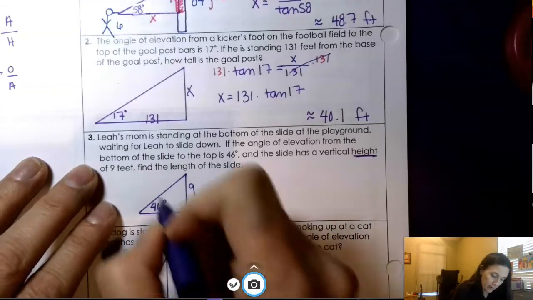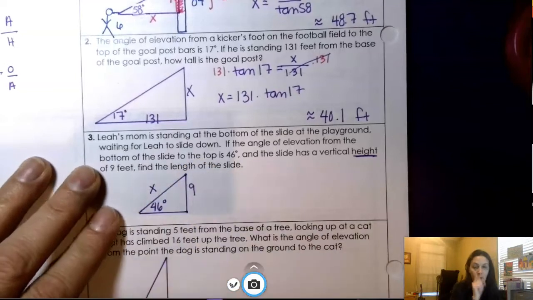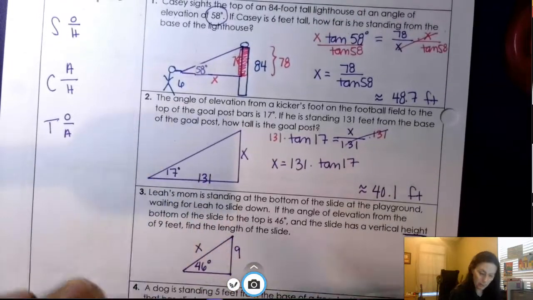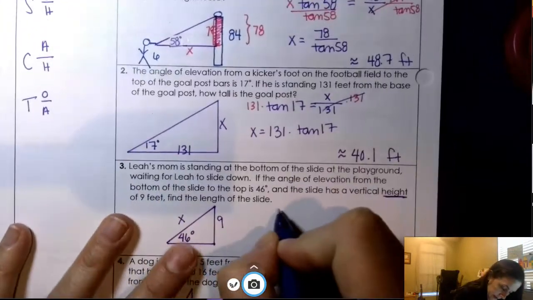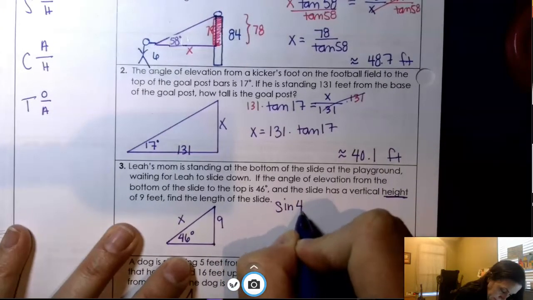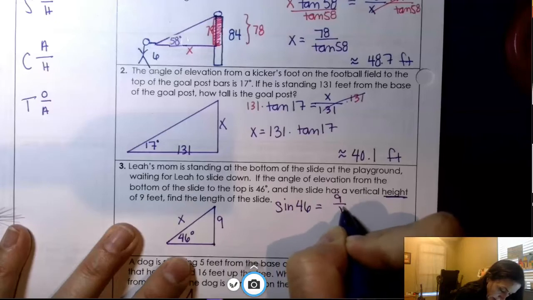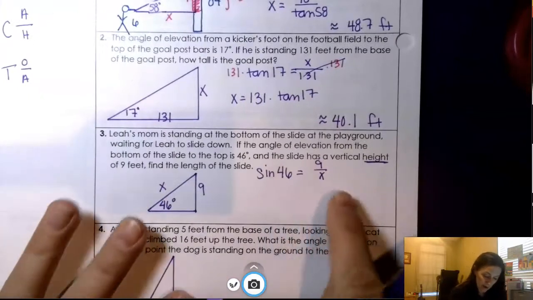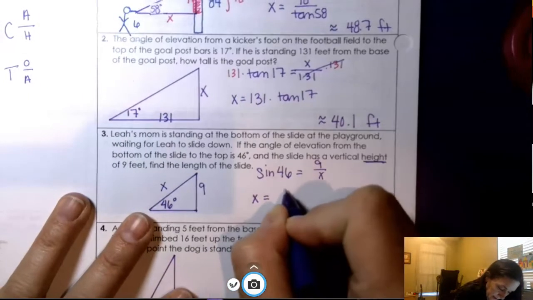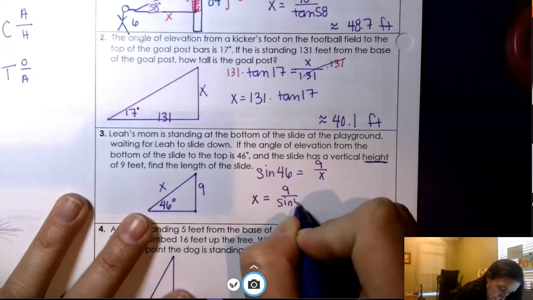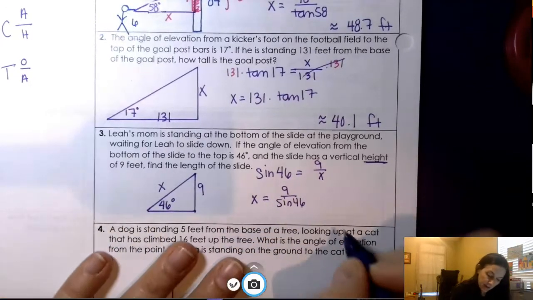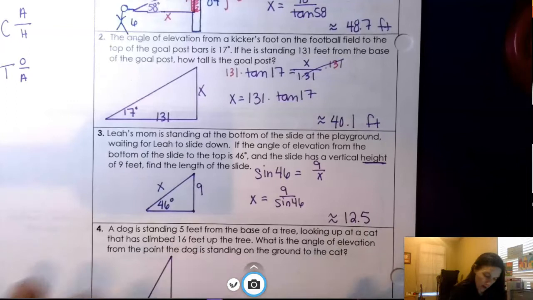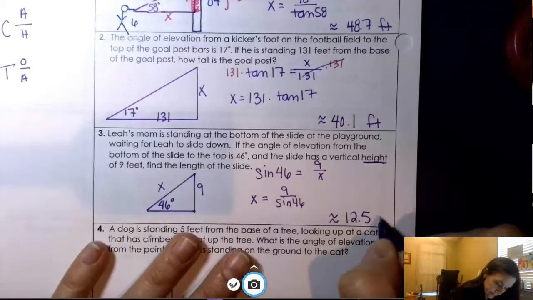So now not the distance down here, I want the length of the slide that she's coming down. So this time I have opposite and I have hypotenuse. Opposite hypotenuse is going to be sine. So we're going to set this up sine of 46 equals 9 over x. Remember, you can do the work just like this one up here, or you can memorize that x and sine of 46 is just going to swap. When I plug that into the calculator, I should get approximately 12.5. And what are the units? Feet.